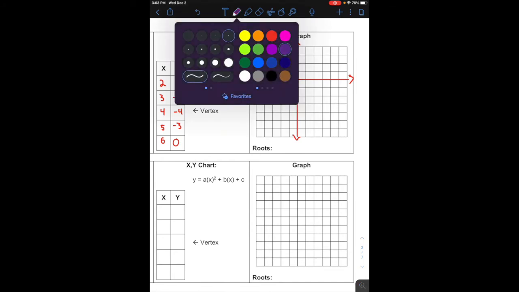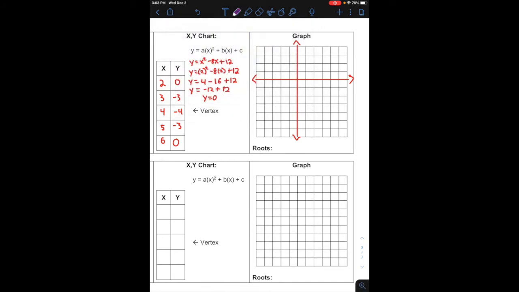First one being (2, 0). Next one, (3, -3). Next one, (4, -4). (5, -3). And (6, 0).